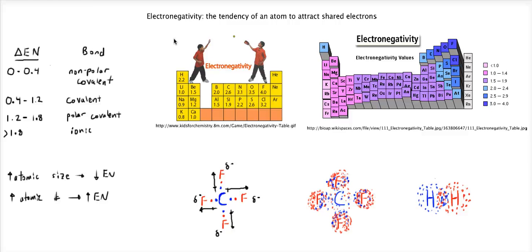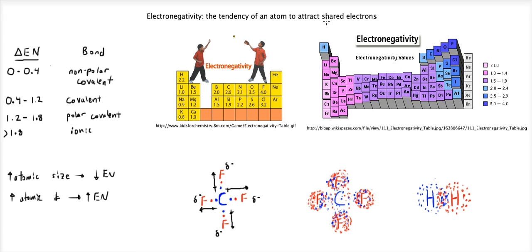In this video, we'll talk about electronegativity. Electronegativity, in a nutshell, is the tendency of an atom to attract shared electrons, which means when an atom is in a bond with another atom, its electronegativity determines how much it pulls in those shared electrons in that bond.